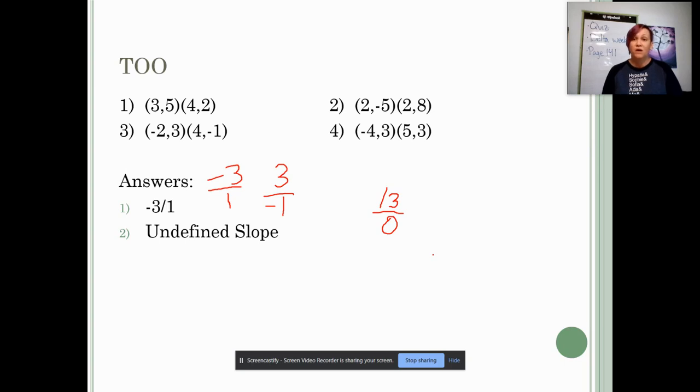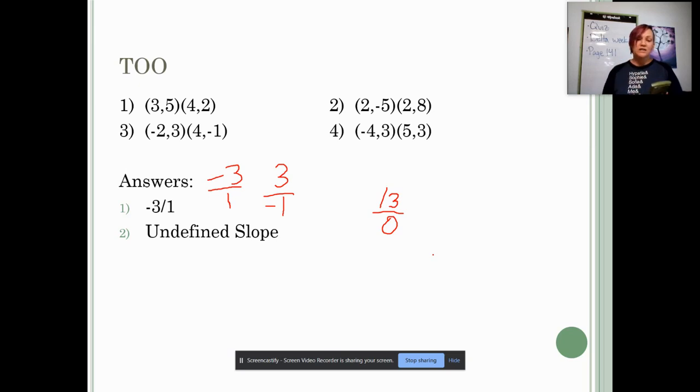an undefined slope. It does not have a slope. The slope does not exist. If you have trouble remembering that, you can always use a calculator. So in your calculator, you want to type it in the order that it's written in. So 13 divided by 0. Make sure you do the top number divided by the bottom number.